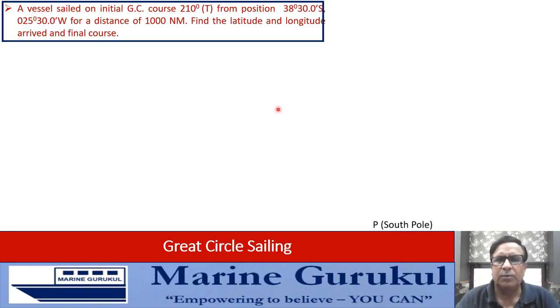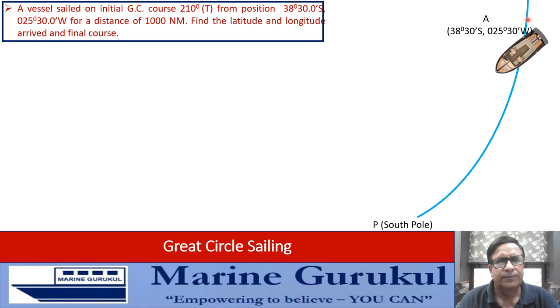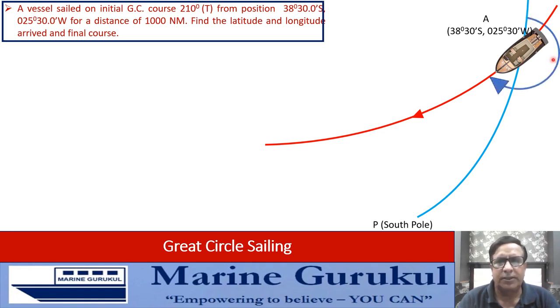We take the southern pole, we mark off A and its meridian, so that is position A with its meridian. The vessel is placed at A, heading 210 degrees, her initial course. So her GC track shall be with an initial course of 210 degrees true, passing through A. This represents the GC track, and the initial course is shown on the diagram, that's 210 degrees true.